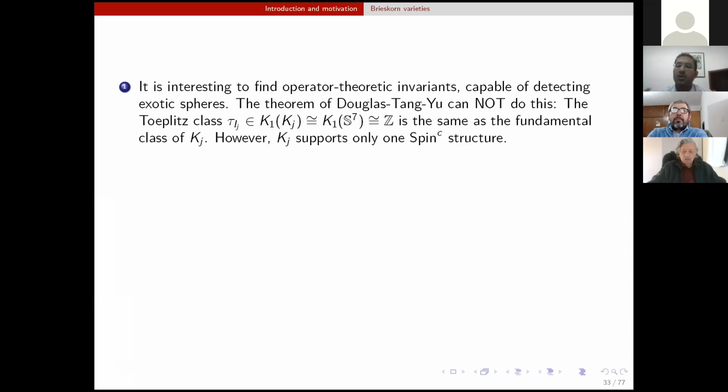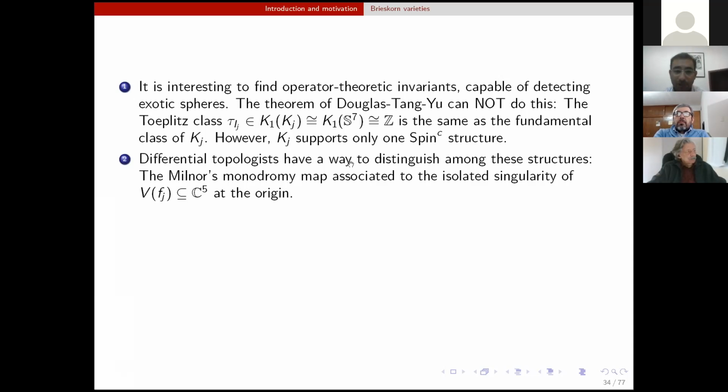So if you just insist on K theory to distinguish among exotic spheres, you get nothing. All those 28 constructions are given the same integer, I mean the generator 1 or -1 in this group. So you need to find another way to distinguish exotic spheres.